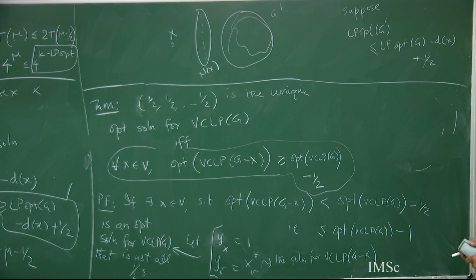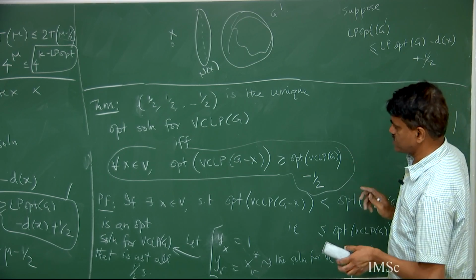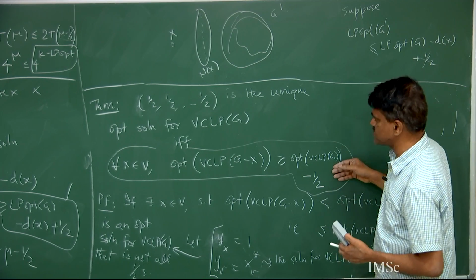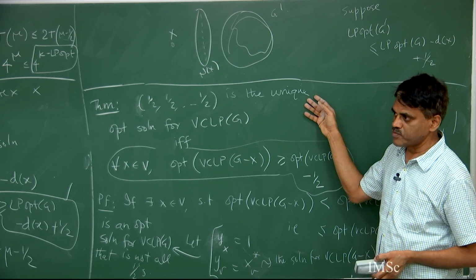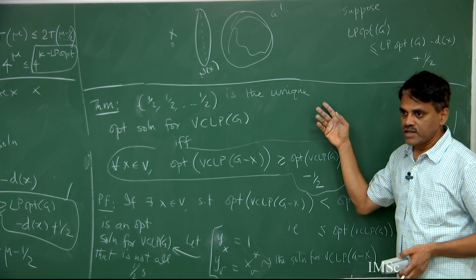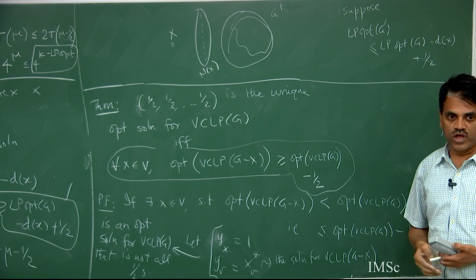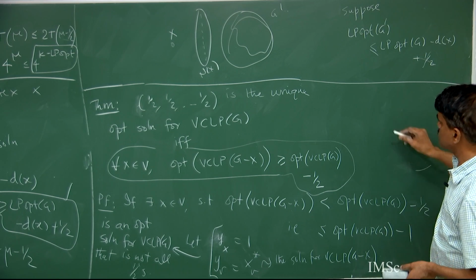Okay. So actually, it's the same game we are playing. It's no big deal. Even the converse is a very similar game. So I proved one direction. What did I say? If there exists an x in V, I said it's not the unique optimum solution. Suppose all halves is not the unique optimum solution. Okay. So this direction.